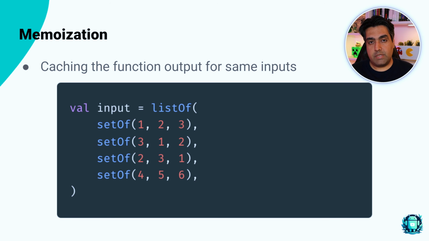Let's assume we receive multiple lists of integers, and for each list, we would like to print its sum. Looking at the input, you can see that the first 3 sets are in fact equal. So calculating the sum 3 times would be wasteful, and we can do it once and reuse the cached value for the other 2.